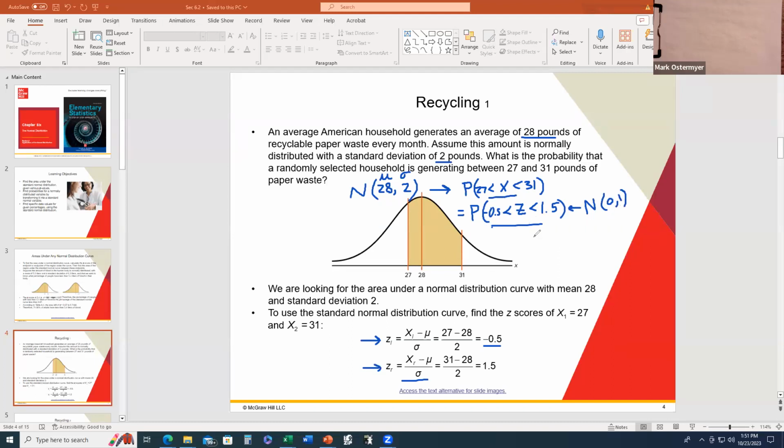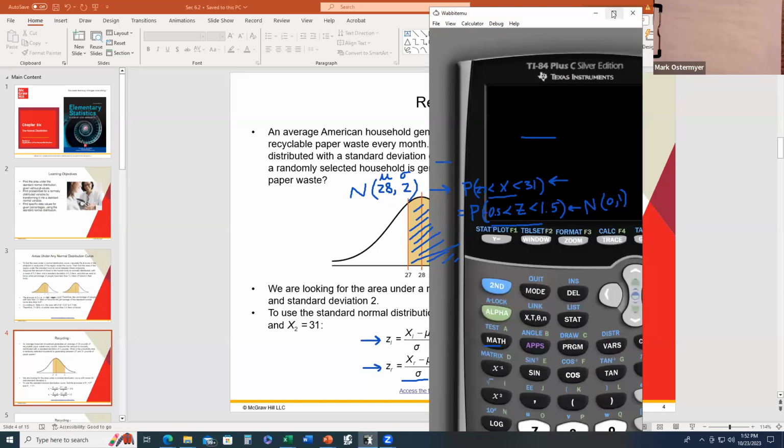But those days are gone, ladies and gentlemen. We don't really have to do this anymore because our calculator will compute this probability for this normal distribution with a mean of 28 and a standard deviation of 2. In fact, let's go ahead and do that. You can see that we're about to compute this shaded area between X equal to 27 pounds and X equals 31 pounds. So let's go on our calculator and bring up our normal CDF function, and let's compute that probability.